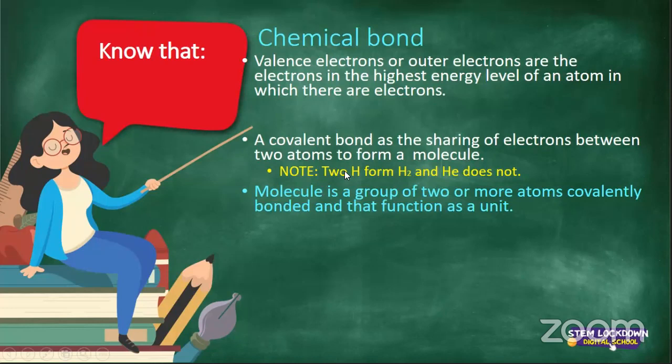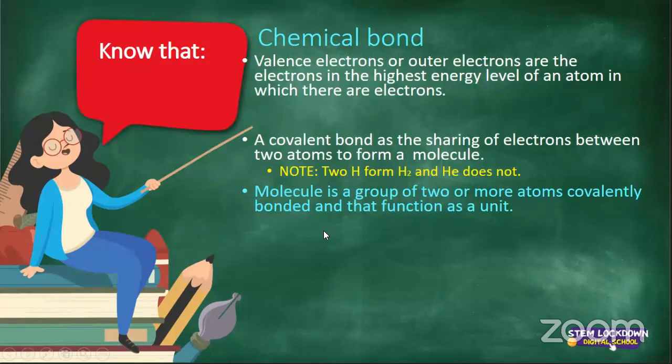For instance, let's consider hydrogen. Hydrogen is in a position to bond with another hydrogen atom to form hydrogen molecule, which is a diatomic molecule. But helium does not. Why is that the case? Because all the valency, the most outer energy level is completely filled. So that is why it will not form a bond, it is not reactive.